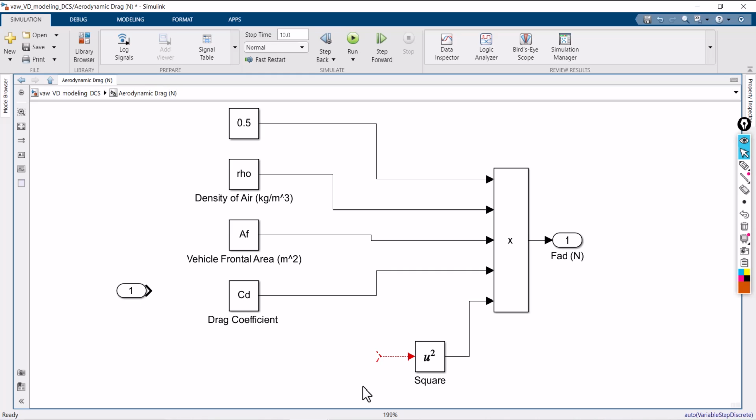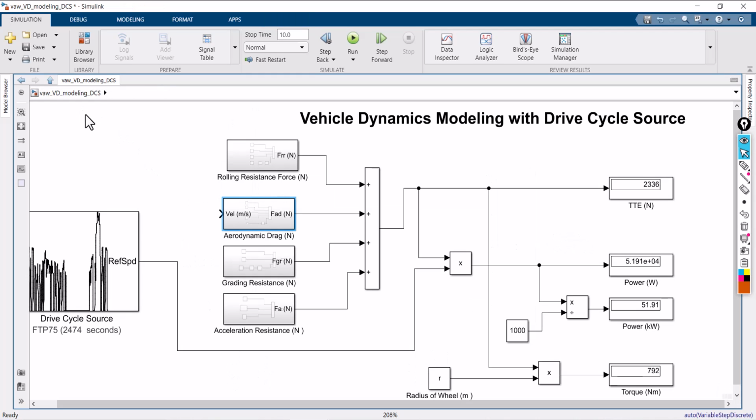Don't delete the square term. As per the equation, it is v square. Okay, connect this input port here. Let me say it is velocity in meter per second. Just come back. You can see that you have an input port. Simply connect this one. Now the velocity is over.